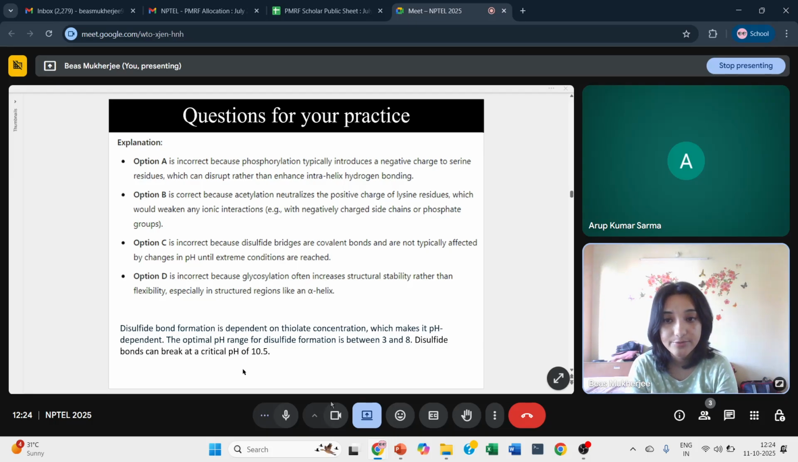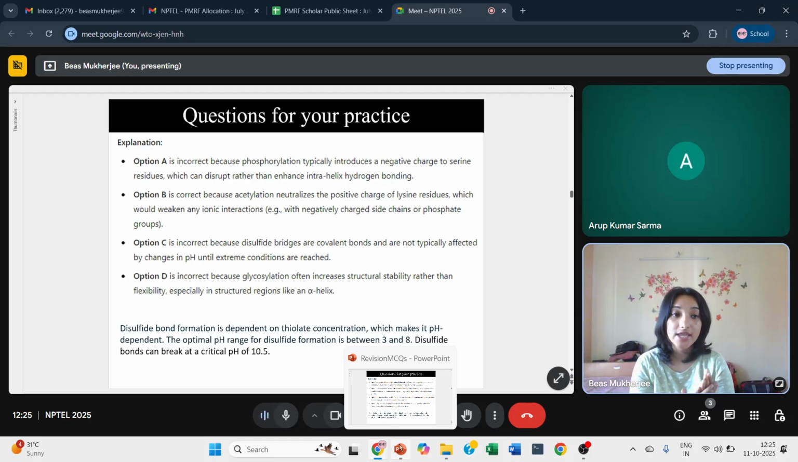Option D is incorrect because glycosylation often increases structural stability rather than flexibility, especially in structured regions like an alpha helix. Now, disulfide bond formation is dependent on thiolate concentration, which makes it pH dependent. The optimal range for disulfide bond formation is between pH 3 and 8. Disulfide bonds can break at the critical pH of 10.5. That is a very interesting point about disulfide bonds which you must remember. Now this explains why option B was the correct option.